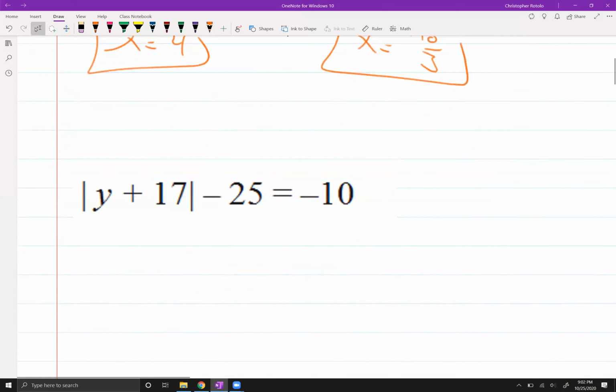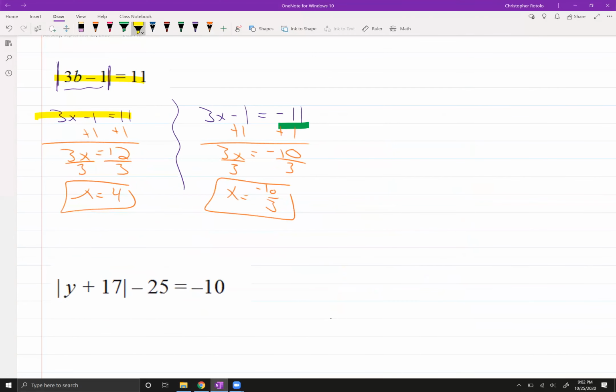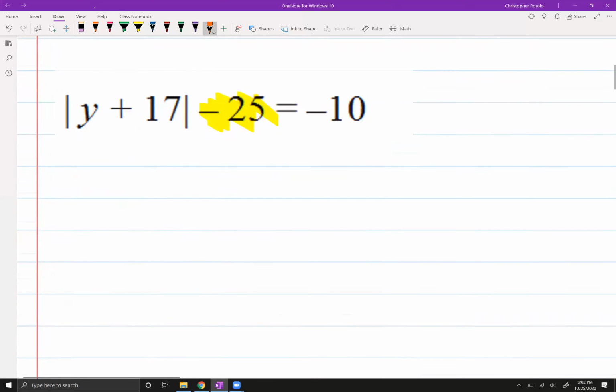Let's take a look at the next one. This one looks a little bit different, right? There's something extra going on, this minus 25. So what we need to do is make it look like the first one. That's one of our unwritten rules of working with absolute value: it must be alone. Since it is usually unwritten, we're going to write it down there. Must be alone. And what we mean is the absolute value must be alone.